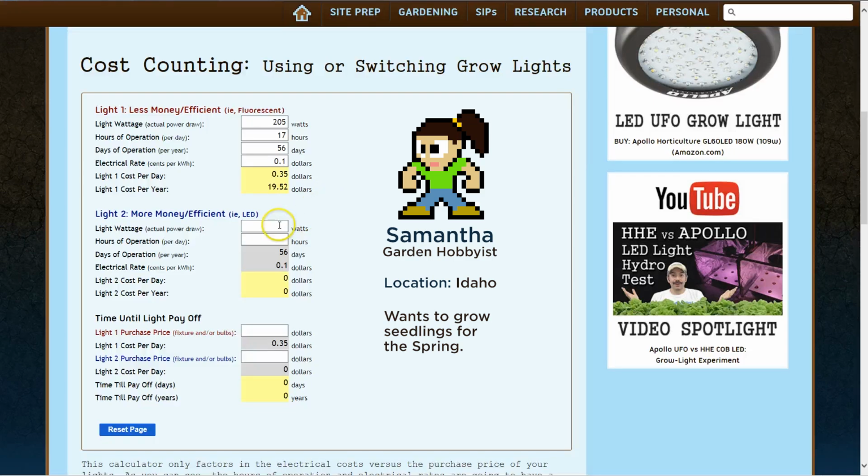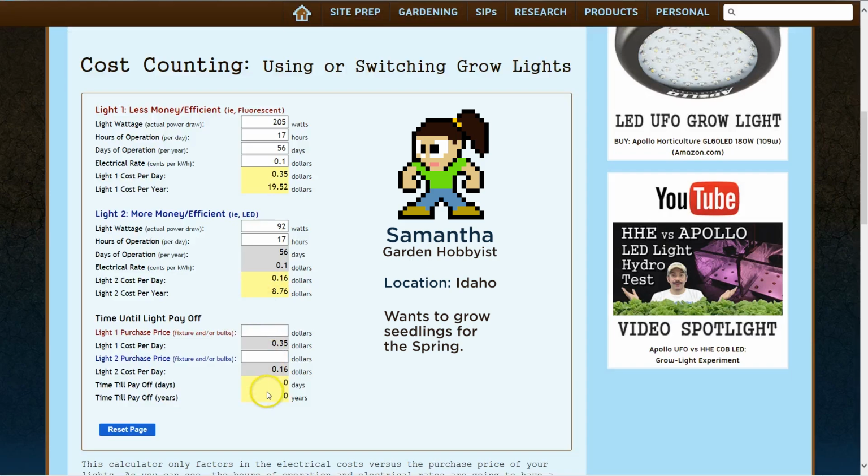Well, let's plug in the stats for the more efficient LED. Light number 2. She'll use the same runtime, but the wattage of this light at the wall is only 92 watts for all 4 bulbs. So the daily energy cost is only 16 cents. Now, what about the payoff period?